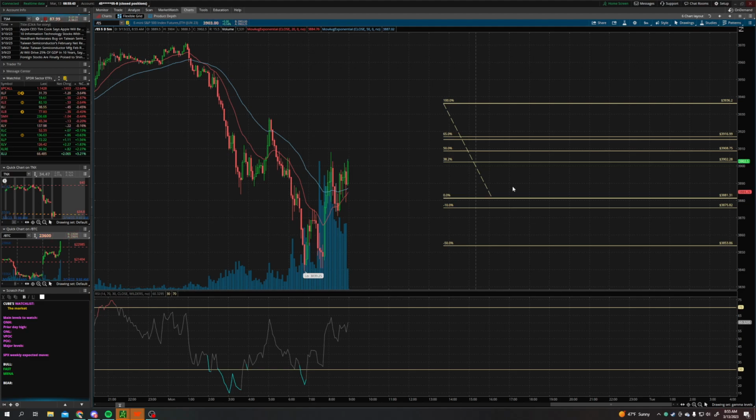And this market is very squeezy, guys. Right now, look at how it gets bought up right away.